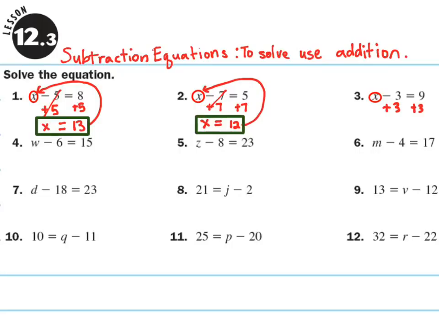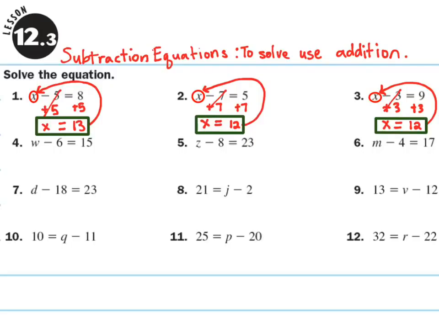Minus 3 and plus 3 zeroes out, and that leaves me with just x on that one side. Now we have 9 plus 3, which is 12. I put 12 back into the original equation, and that is 12 minus 3 equals 9. Yes, that's true, and so we're good.